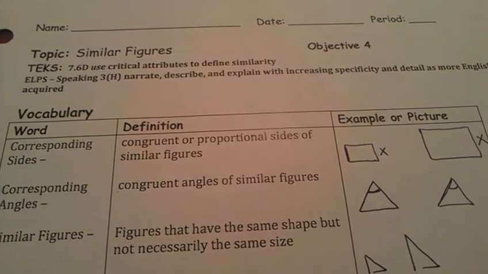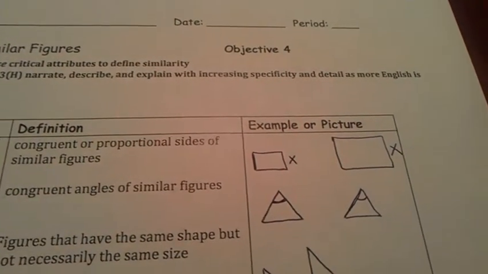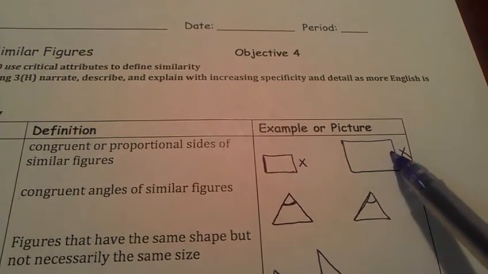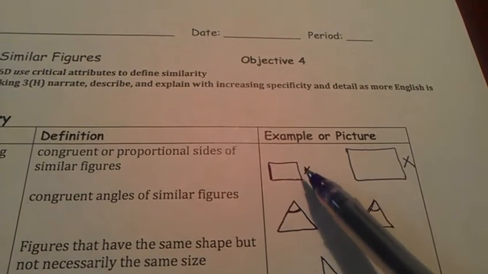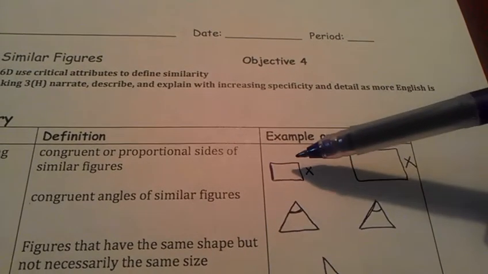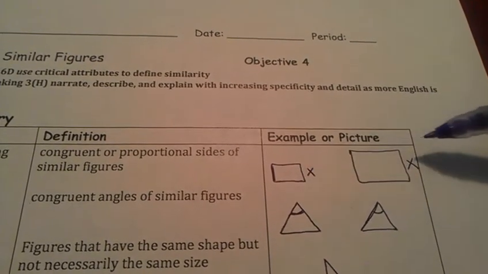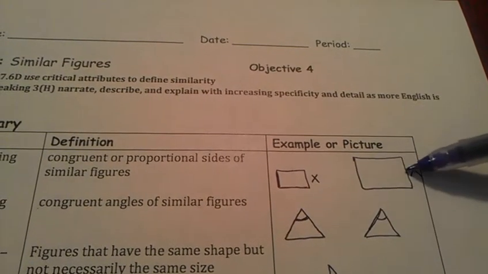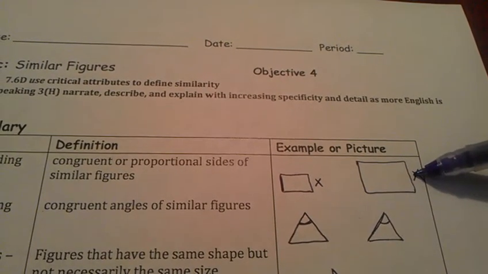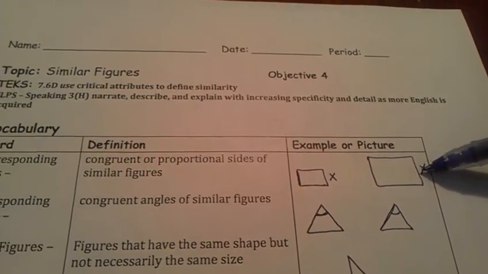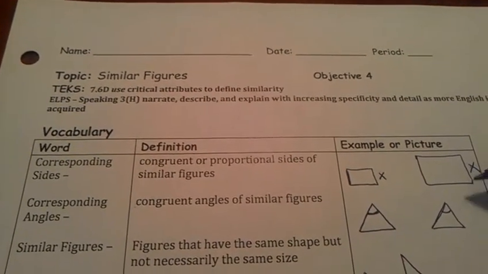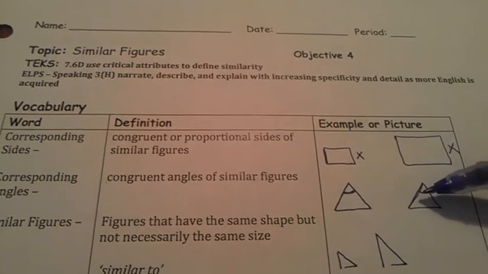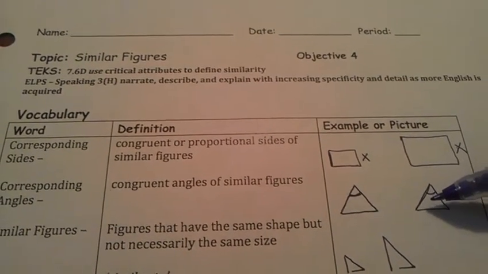Corresponding sides. Corresponding sides means that if we've got two different figures, a smaller rectangle and a larger rectangle, corresponding sides means the same side, like this side right here goes with this side right here on a rectangle. They are corresponding, which means they're the same side on different similar figures. Corresponding angles, same thing. It means it's the same angle on the two different figures.